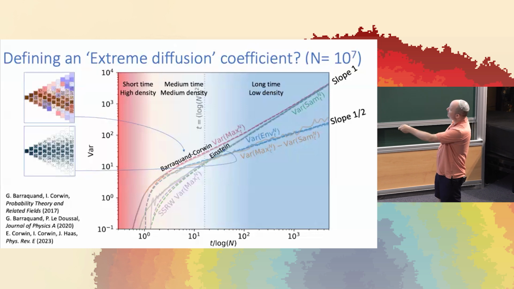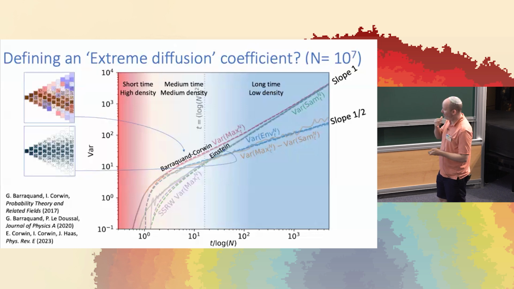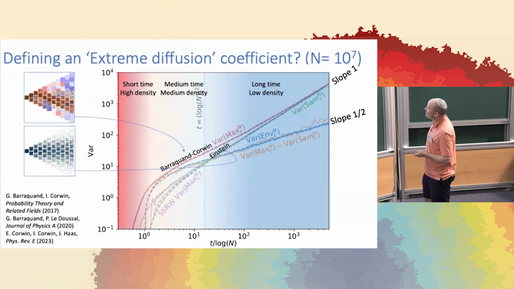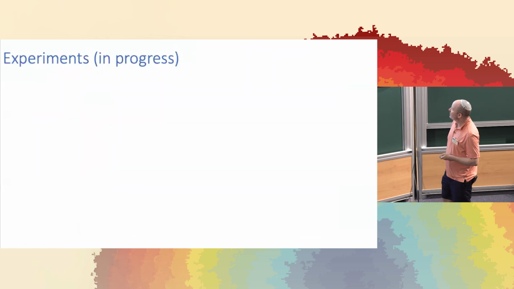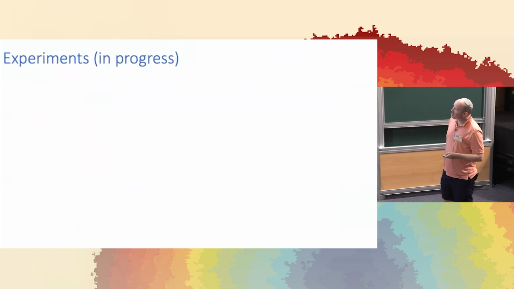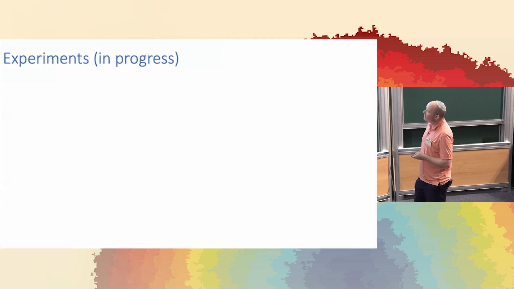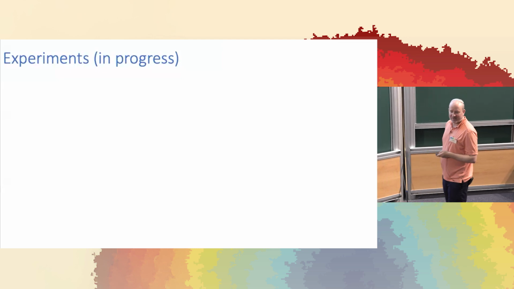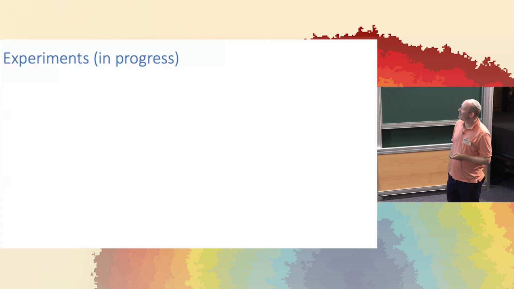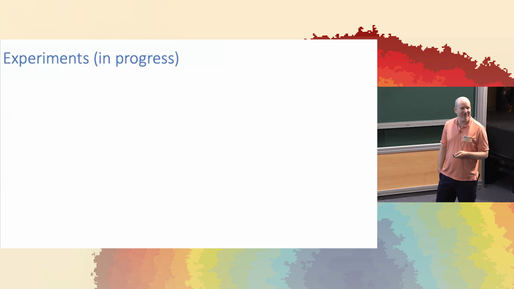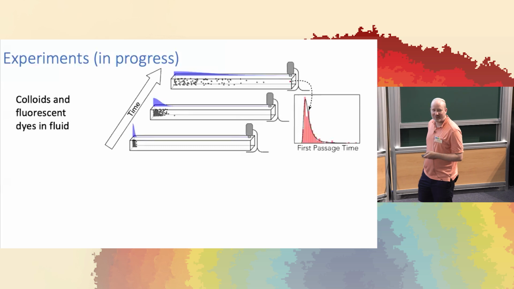And I'll tell you a little later what the physical meaning is of the coefficient of this power law. It has a very nice microscopic physical meaning. So we're not just doing theory. My brother is an experimental physicist, and I convinced him to do some experiments. And apparently experiments take a while, so they're still in progress.